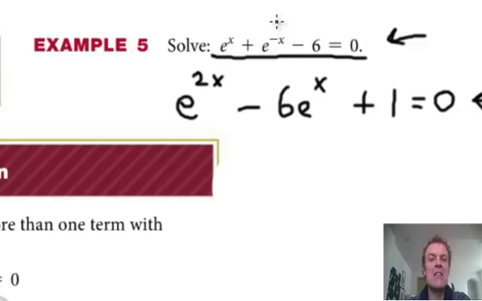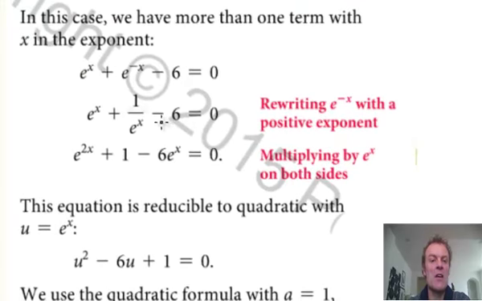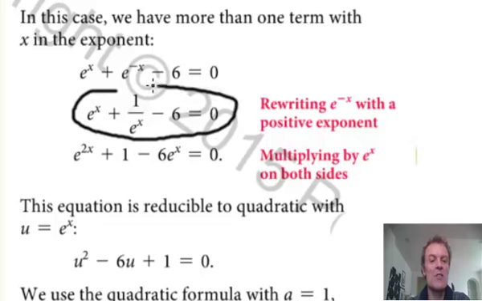Now, can you see e to the negative x right here? I can write it as 1 over e to the positive x. Just remember your negative exponent rules. Okay, so there we go. This is the question I'm going to solve.